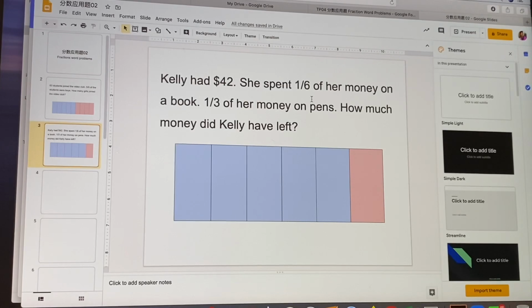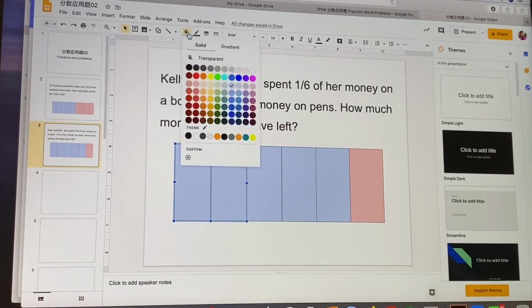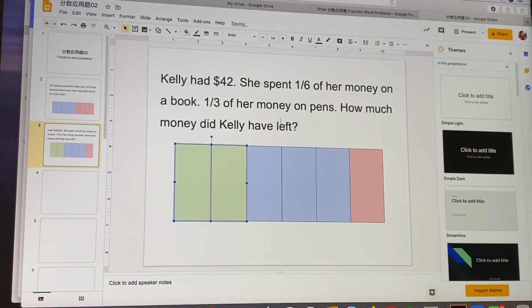So 1/6 of her money on a book. 1/6 is 2 blocks on books. Books is green. 1/3 of her money on pens. We use blue. How much money did Kelly have left? So the total is $42, we part it into 6 parts. And 2 parts for book, 3 parts for pens, 1 part for the leftover.